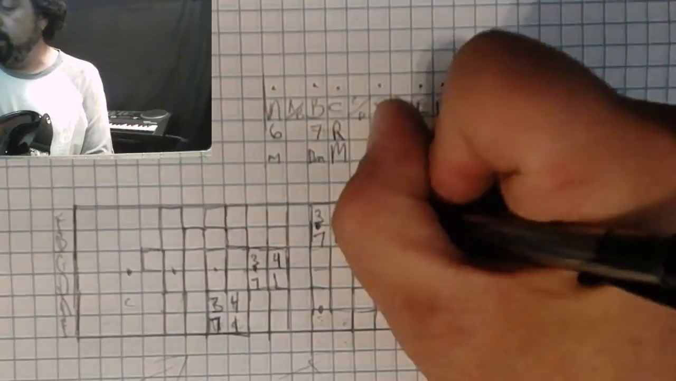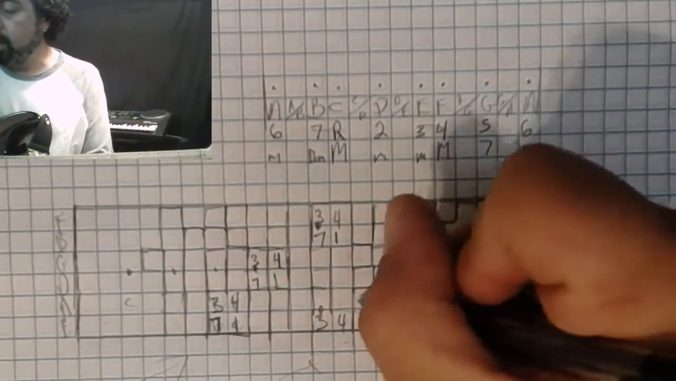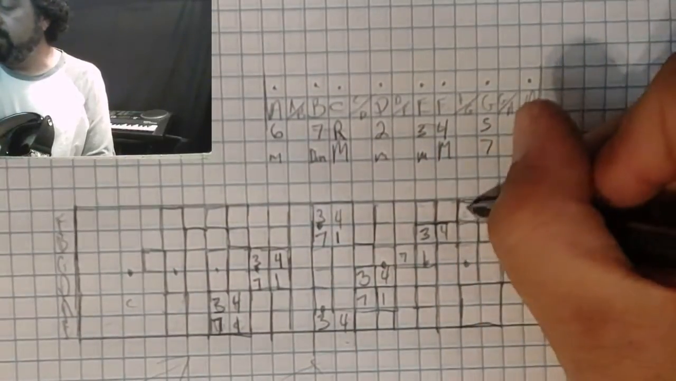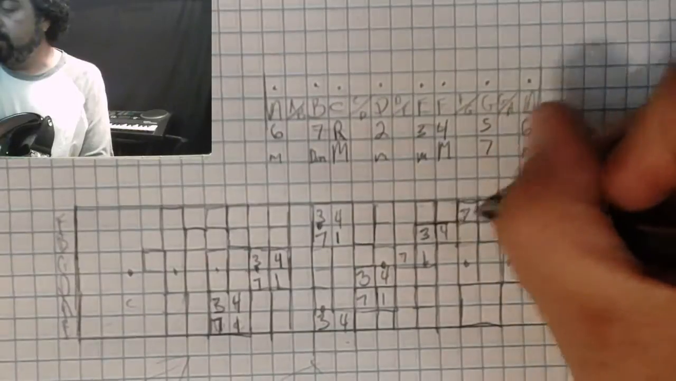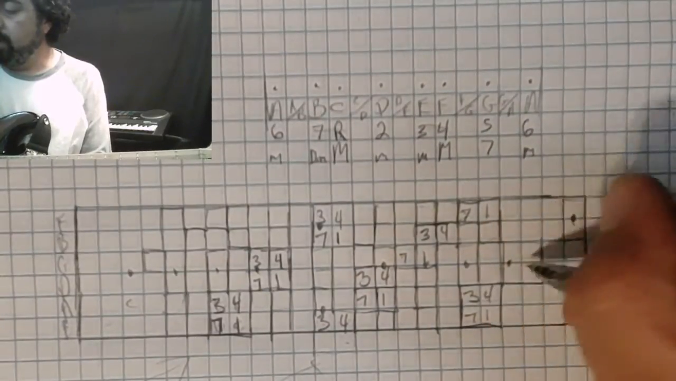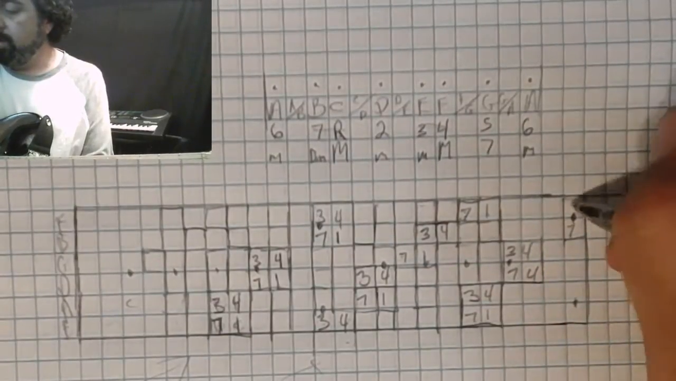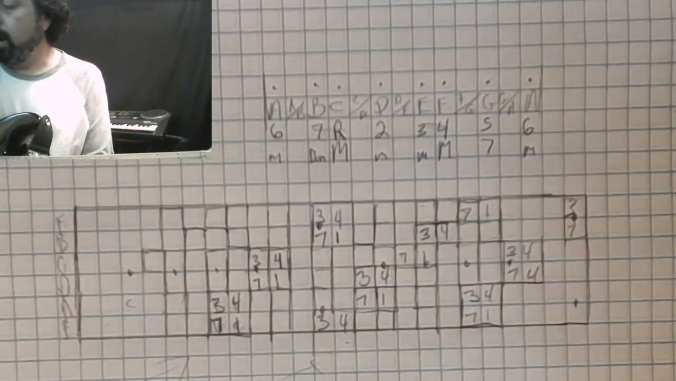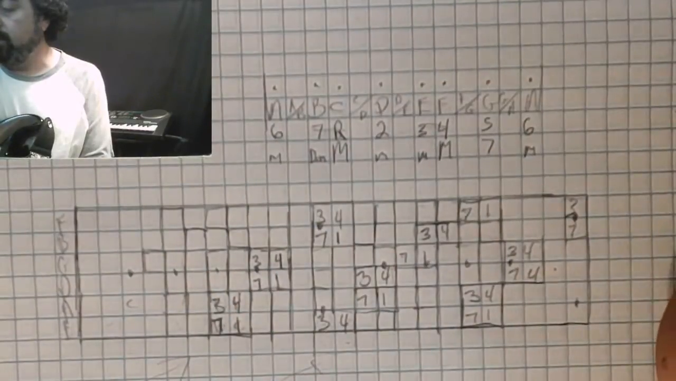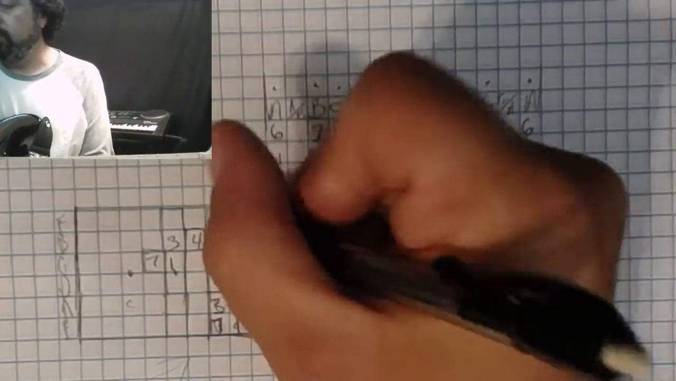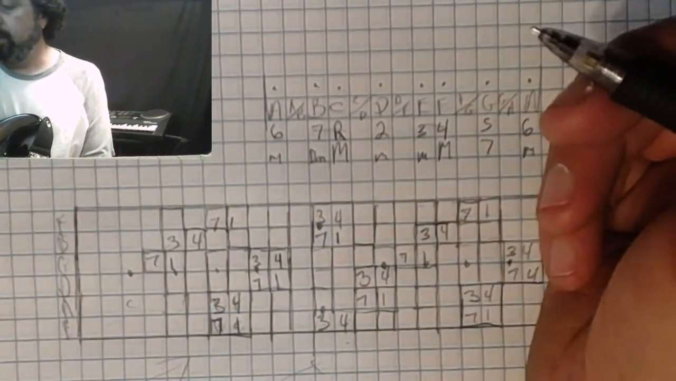7, 1, 3, 4. These are all the same intervals. This would be 7, 1, 3, 4. We're down to the boxes again: 7, 1, 3, 4. Okay, so we want to just get the rest of this filled out, of course. Top's always 7, 1, bottom is 3, 4. You can just remember that little sprinkle of intervals there.